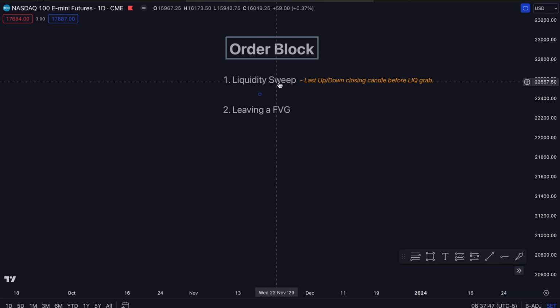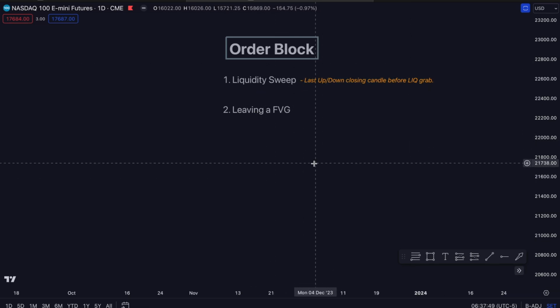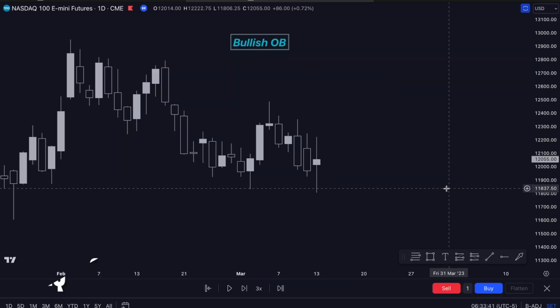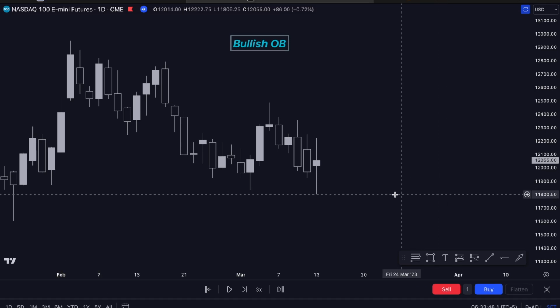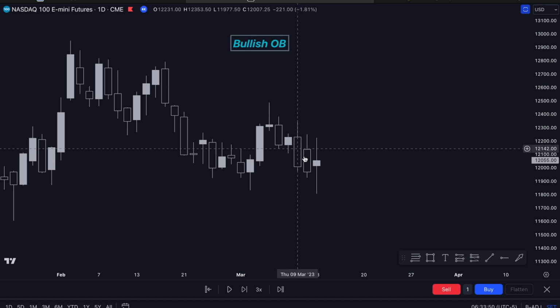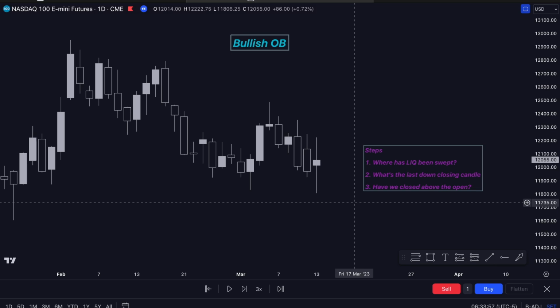If you're not sure what these are, make sure to check out the previous videos that I've made, as I've gone through them thoroughly. When we sweep liquidity at the lows, there's a chance that a high probability order block can be formed. So to spot this, it is the last down closing candle before the move. Created some steps here for you.